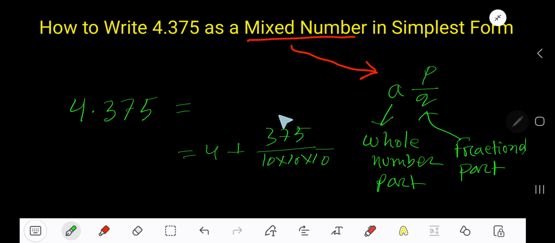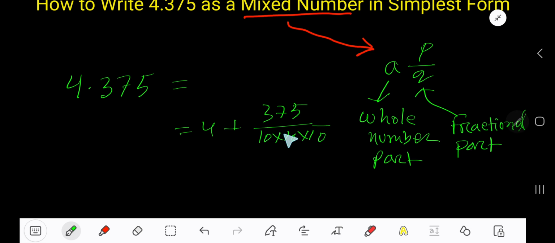Now we need to simplify this fraction. To simplify this fraction in one step, you need to divide the numerator and denominator by the greatest common factor. But if you want to simplify this fraction in multiple steps, then you need to divide the numerator and denominator by a common factor. This is divisible by 5, this is divisible by 5. So 5 is the common factor. This is divisible by 5 because the last digit is 5. This is divisible by 5 because the last digit is 0.